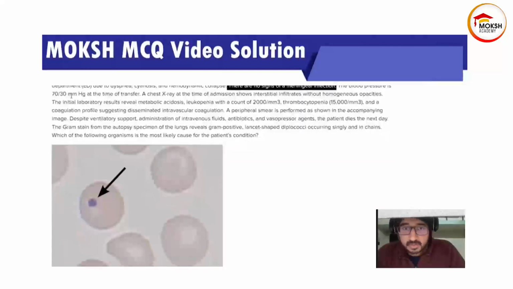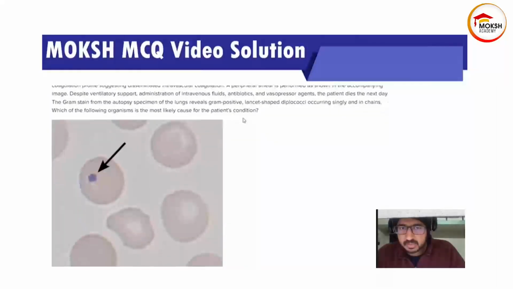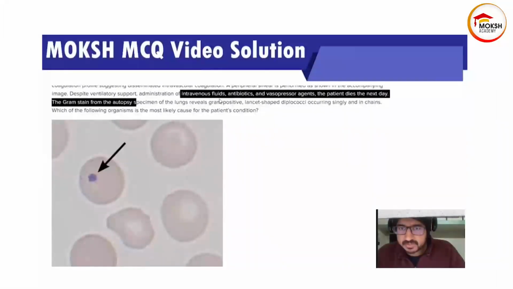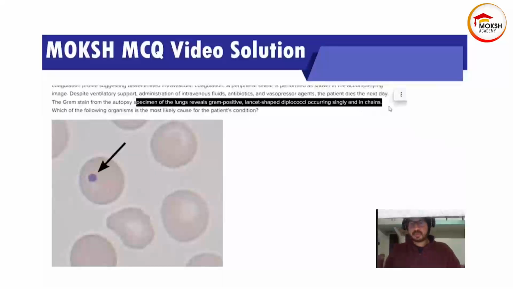Then we come down to the other things. The blood pressure is 70/30. Chest X-ray at the time of admission shows interstitial infiltrates. Basically, they are talking about some kind of chest infection. Then you have the lab studies which tell us there is a severe infection. And then what directs us towards Streptococcus pneumoniae is gram-positive lancet-shaped diplococci. Is that clear? Meanwhile, I check if there is anything I have to add.